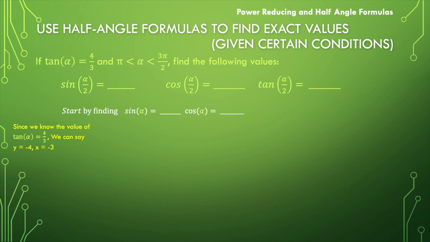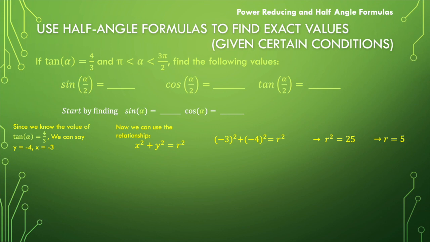Then what we're going to do is use the relationship x squared plus y squared is equal to r squared. We know that from that relationship we can sub in this x value and this y value and find what r is. We square the -3, we square the -4, and we end up with r squared is equal to 25. That means r would be plus or minus 5, but in this context, r is always positive. So we will say r is 5.